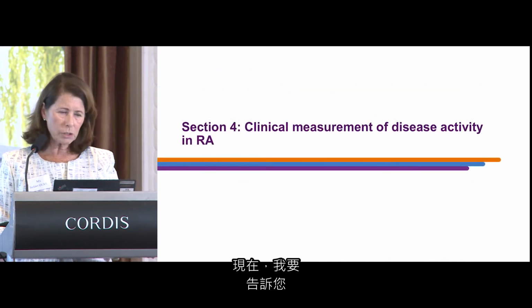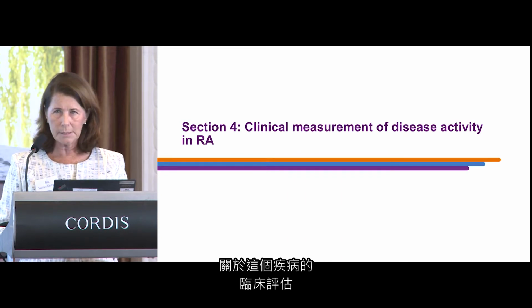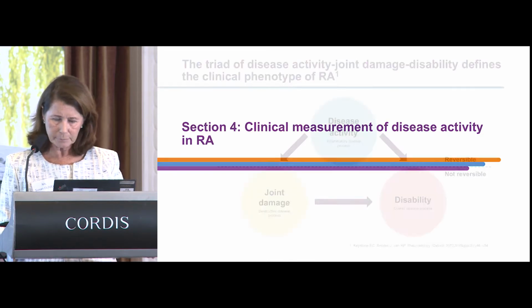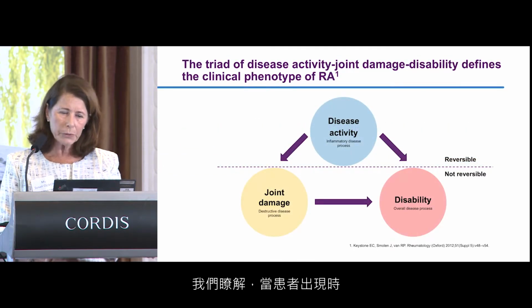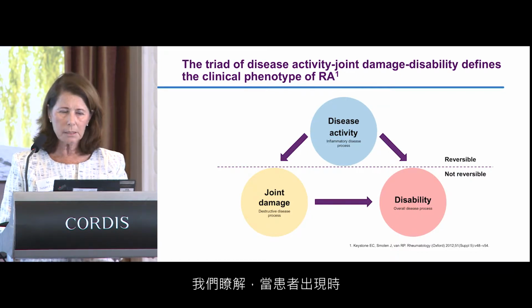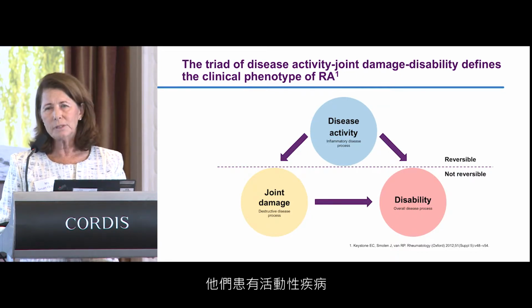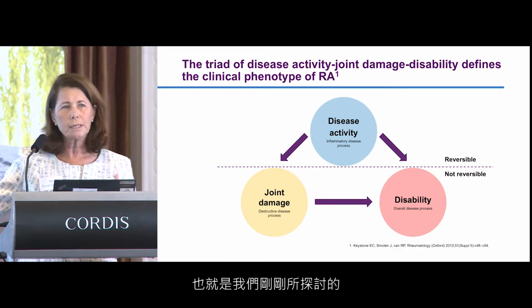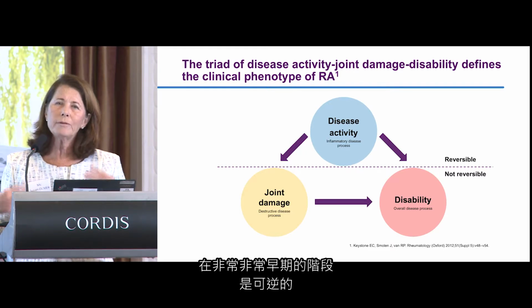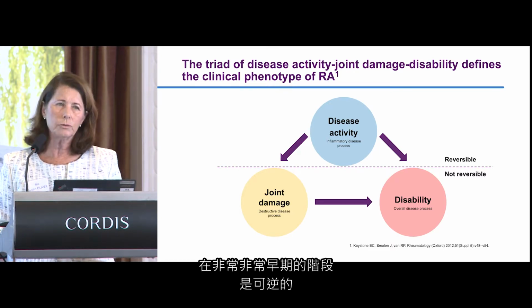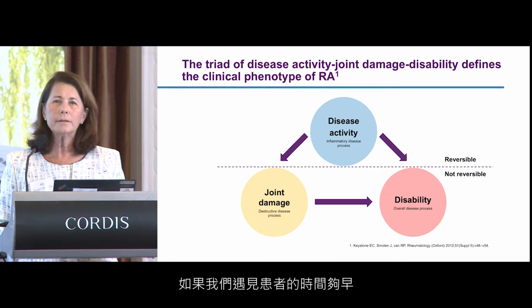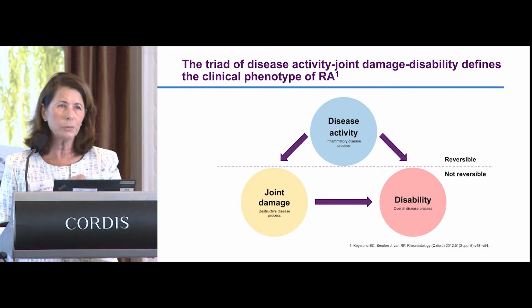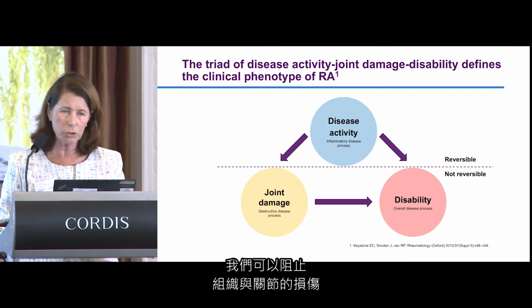And now I'm just going to be talking to you about clinical assessment of the disease. So how do we make that clinical assessment in clinic? We know that when patients present, they present with active disease. And disease activity and the inflammatory disease process, which we've just looked at a little while ago, in those very, very early phases, that is reversible. If we get the patient fast enough, we can reverse the disease activity. We can stop the damage to the tissues and the joints.